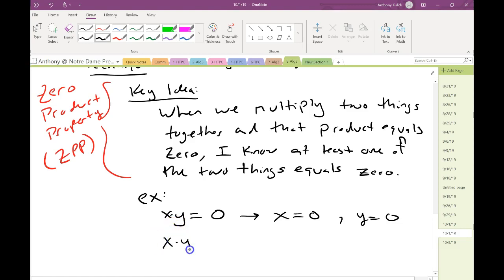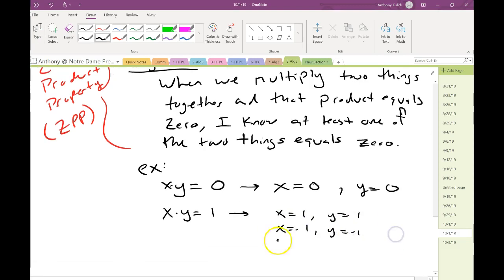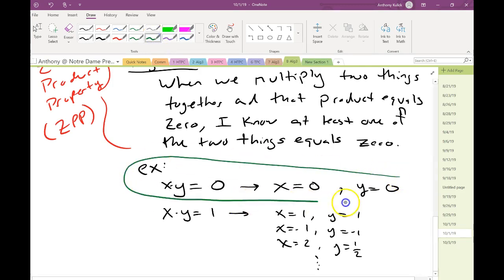So, for example, if I have x times y equals 1, well, x could be 1 and y could be 1, or x could be negative 1 and y could be negative 1, or x could be 2 and y could be a half, and you see that this goes on forever and ever. And there's no certainty about what we can say with that product. Does everybody see that idea? That's why equaling 0 is so very important to us.